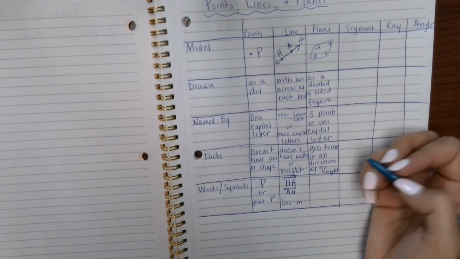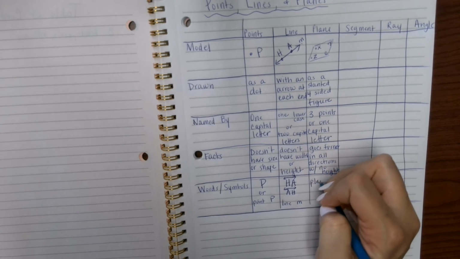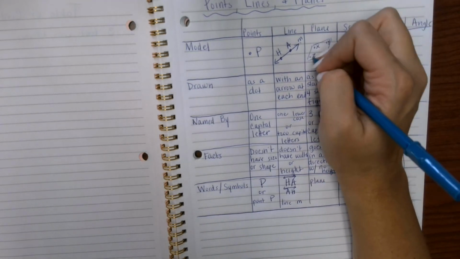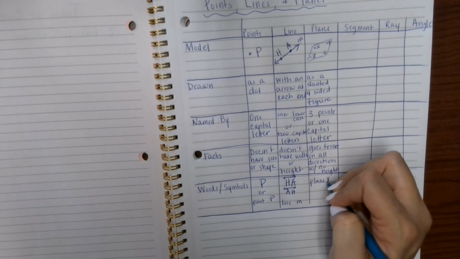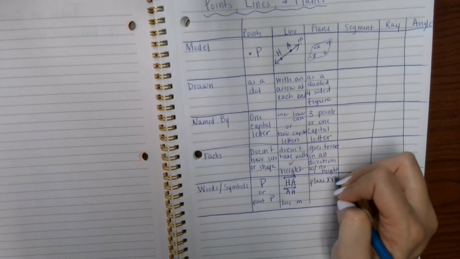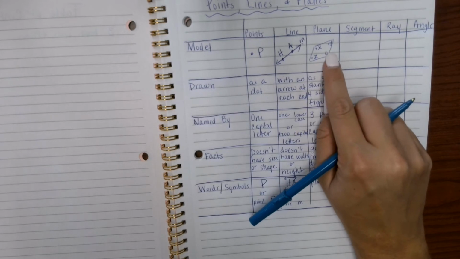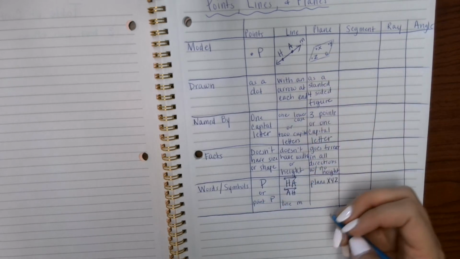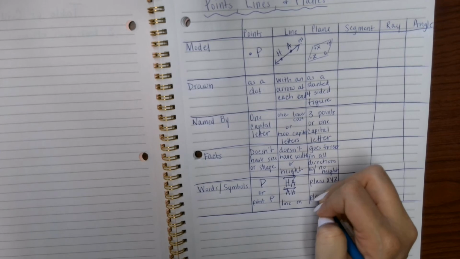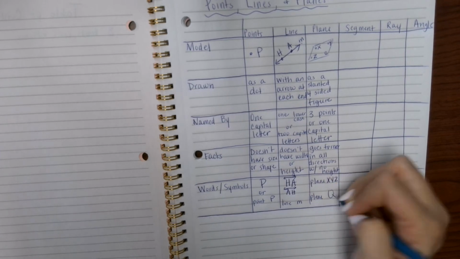So here's how we can label this. We either label it plane XYZ, so by the 3 points that are on it, you have to have 3 points. Or this is called plane Q. That's not a point, that is the plane. So you could label it as plane Q.